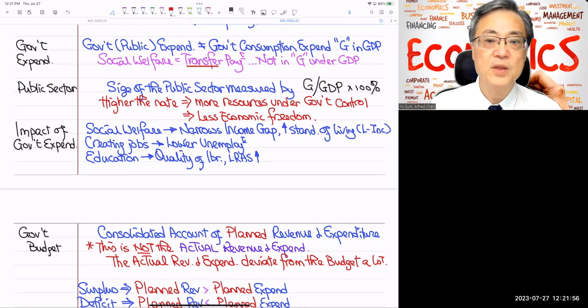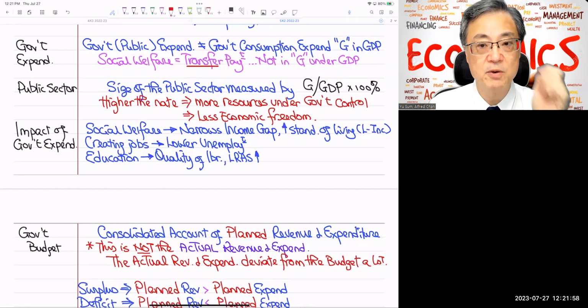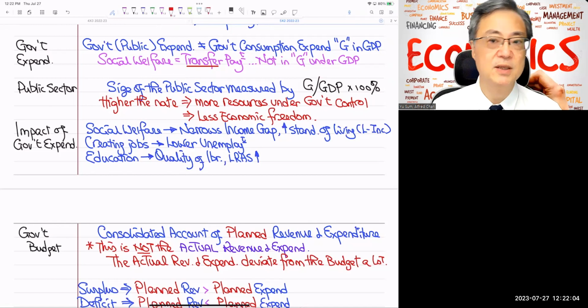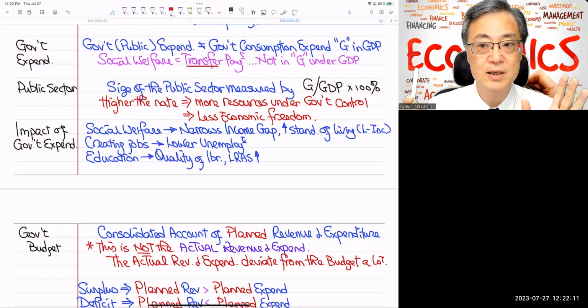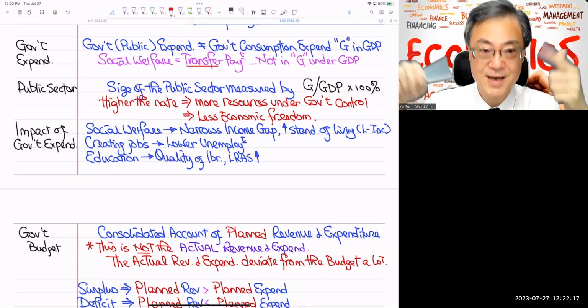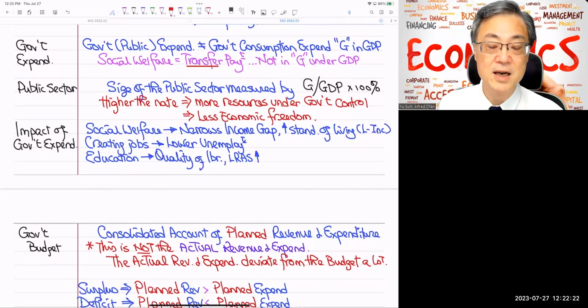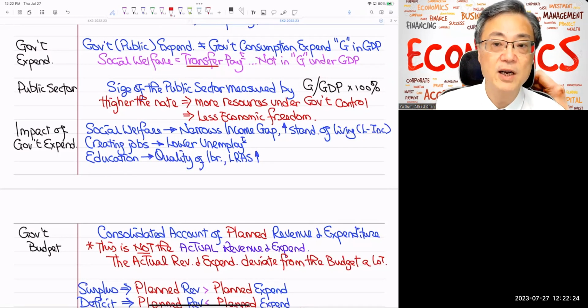For example, social welfare is a type of public expenditure, or you can say government expenditure, but it is not government consumption expenditure. Social welfare is a type of transfer payment. It's not calculated in G. It's not under G in GDP. However, it is part of the government budget, the government spending as well. So be very careful. Do not get these two confused.